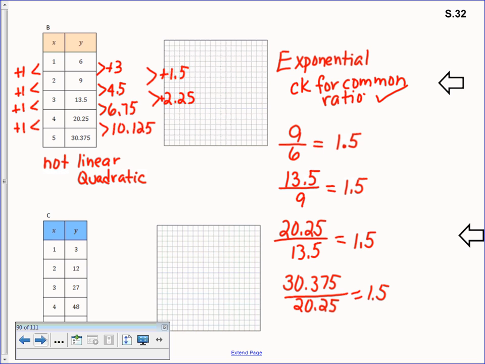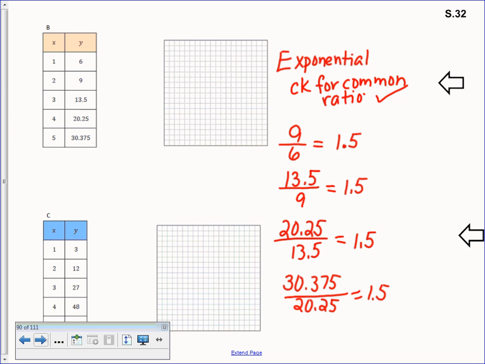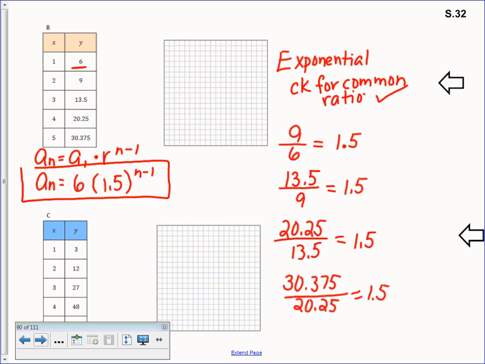Okay. Now, a couple of ways that we can do this. I'm just going to erase this now. I can use my formula where I have a sub n is equal to a sub 1 times r to the n minus 1. That is my geometric sequence formula. I am given a sub 1, my first value here is 6. My common ratio is 1.5 to the n minus 1. And that's how you would do it by hand. So your equation would be 6 times 1.5 to the n minus 1.